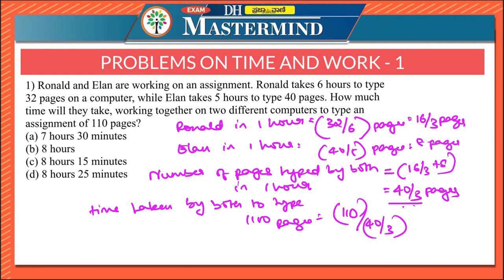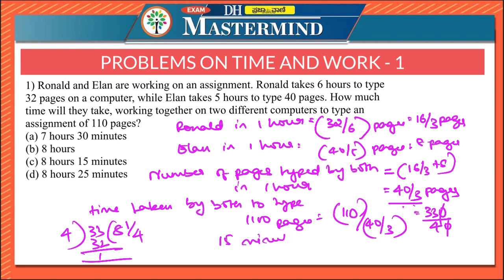This comes out to 330 by 40, which is nothing but 33 by 4. When we divide 33 by 4, 4 8s are 32. We get 8 1 by 4 as the answer. So 1 by 4th of an hour is nothing but 15 minutes. So the answer will be 8 hour 15 minutes.